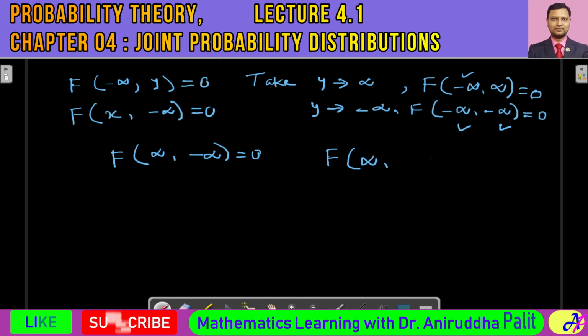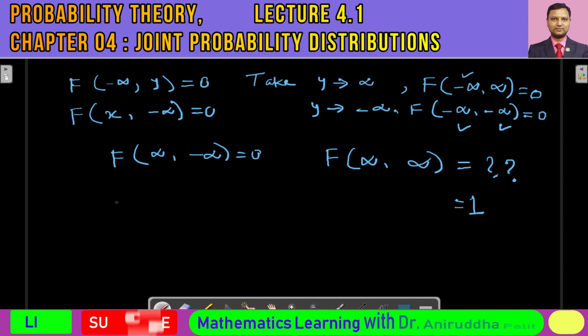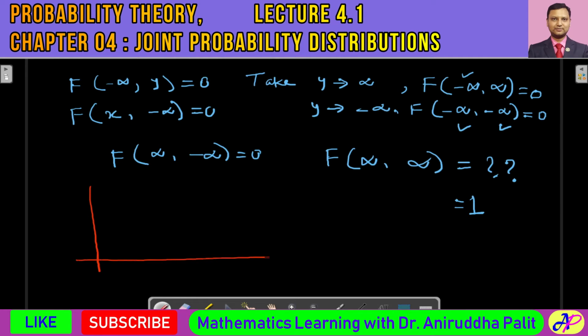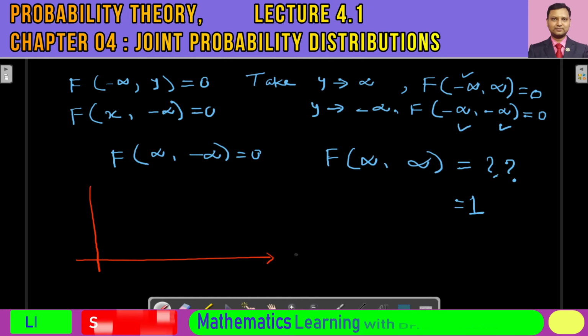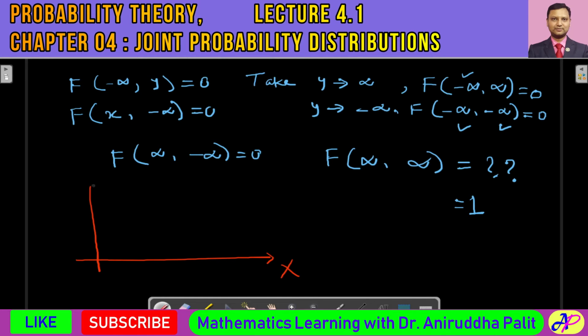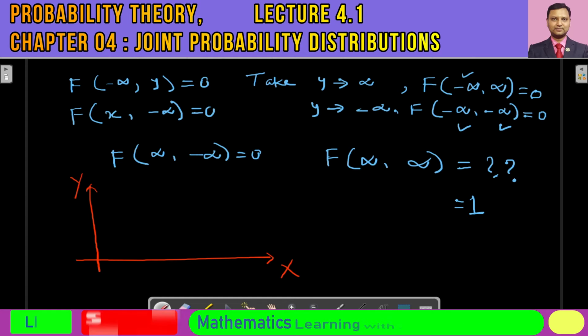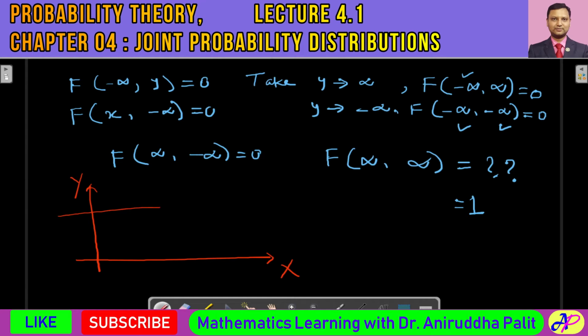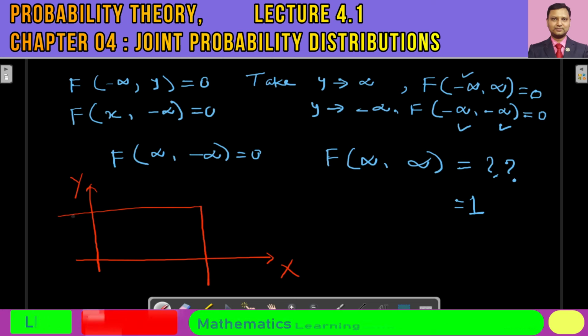But what happens if both of them are infinity? What is the value of f of infinity comma infinity? Alright, I am going to address this question. What is the value of f of infinity comma infinity? The answer is that this value would be equal to 1. Why? Because I told you that if you consider this kind of two-dimensional plane, say this is the capital X axis and this is the capital Y axis, and this is the zone.